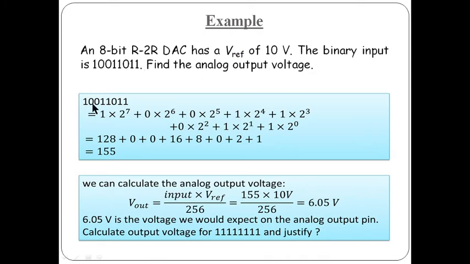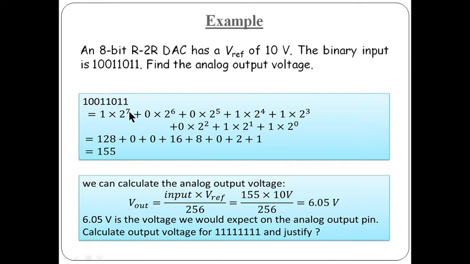So here we have this binary input which is 8-bit. So 1 into 2 raised to the power 7. We are going to convert this binary value. So 1 into 2 raised to power 7 plus this 0 comes here, 0 into 2 raised to power 6. Why are we going to take this 2 raised to the power 7? Because it is an 8-bit DAC.